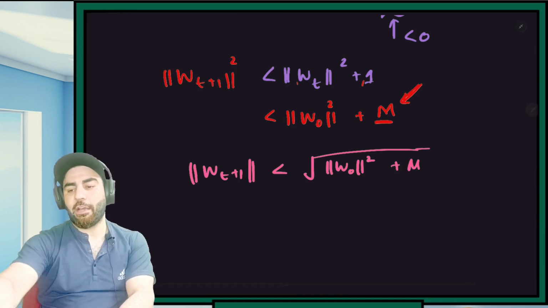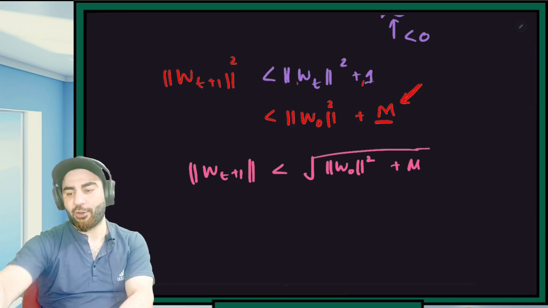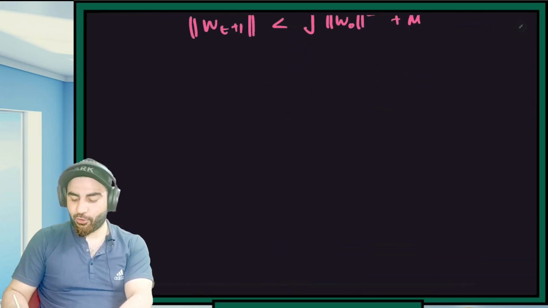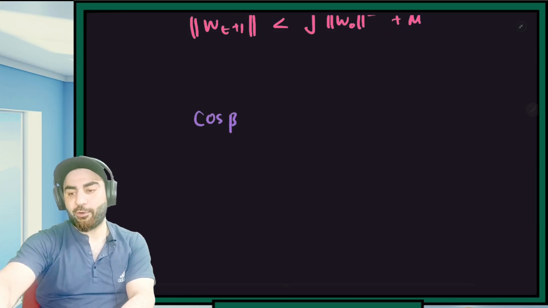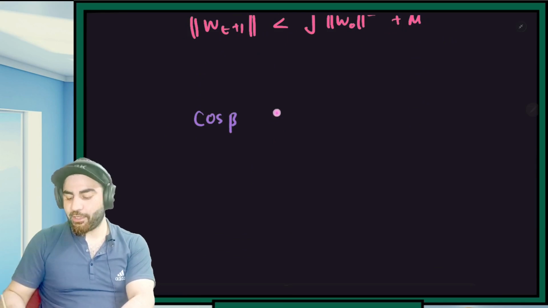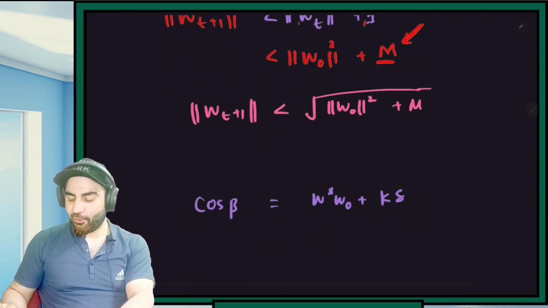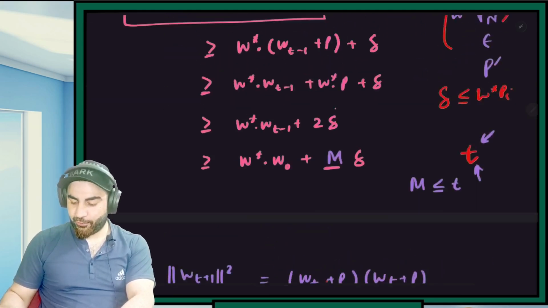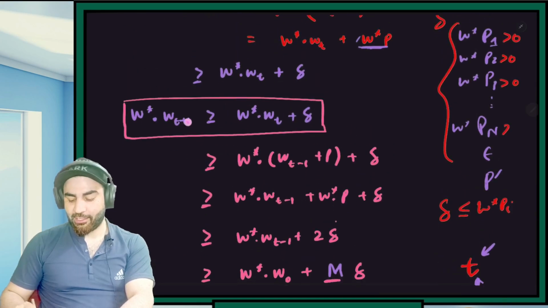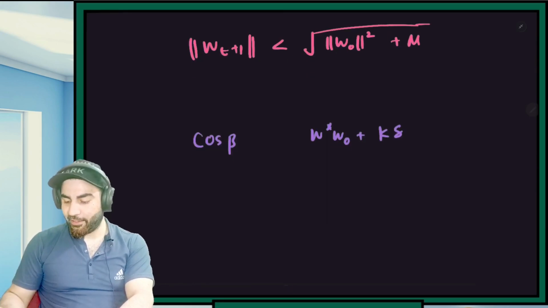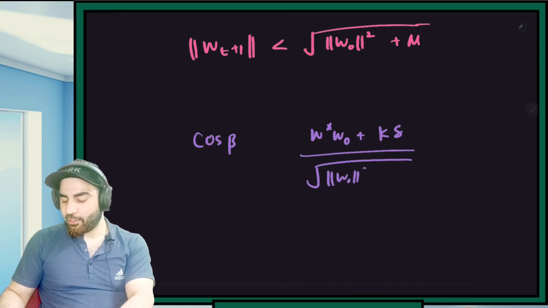Now if you see this angle, the other thing that I got is the numerator. So now what I can write is cos beta. If I put the cos beta's value, cos beta is equal to W star W naught plus k times delta. This is the numerator. So if you see this term over here, W star Wt plus this is greater than this, and then in the denominator I should write this, which is the square root of W naught square plus k.